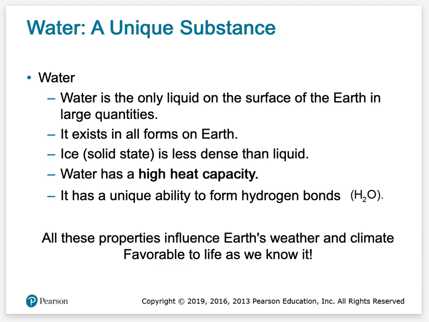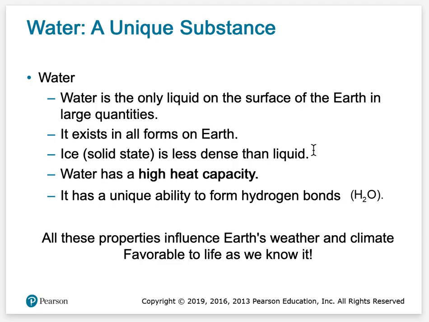So water is a unique substance here on Earth. Water is the only liquid on the surface of the Earth in large quantities. Water exists in all forms on Earth, meaning it exists in its liquid state, solid state, and gas state. And we're going to learn in the diagrams later in lecture that ice is less dense than liquid water due to the crystalline structure of the hydrogen bonds. We'll look at that in the next slide.